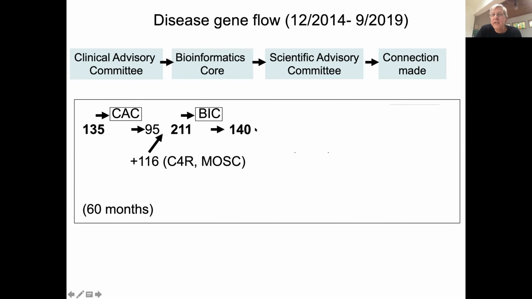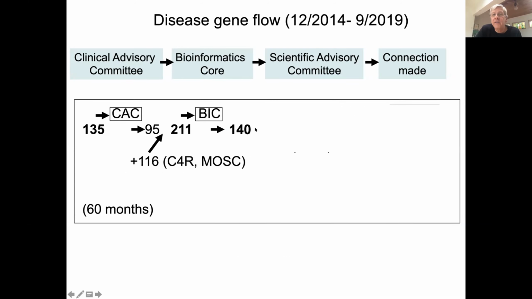140 of those genes had a potential match in a model organism researcher lab in Canada. These went to the Scientific Advisory Committee. Of those, 101 genes had investigators that were invited to submit a short proposal.